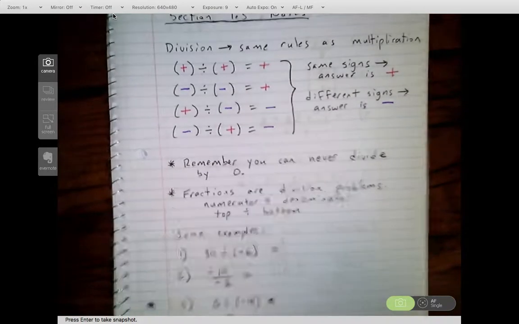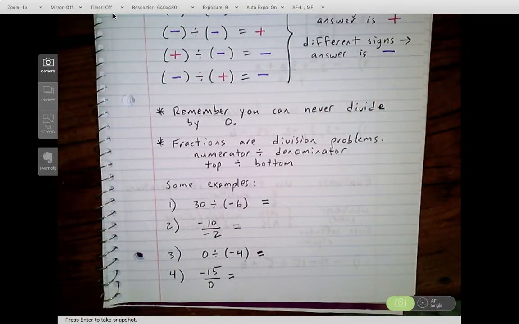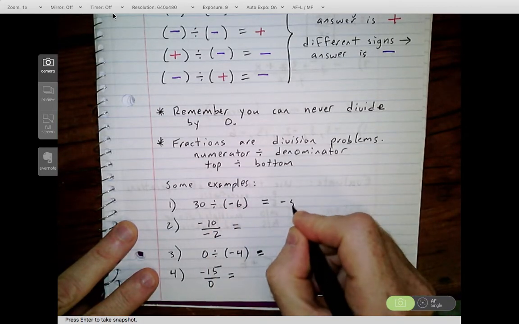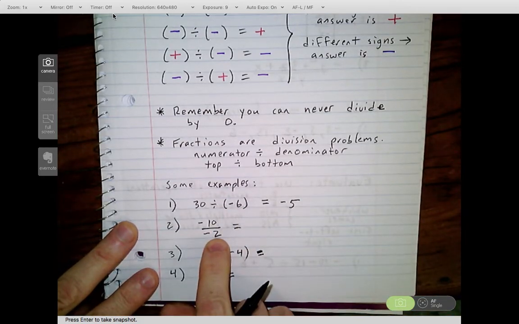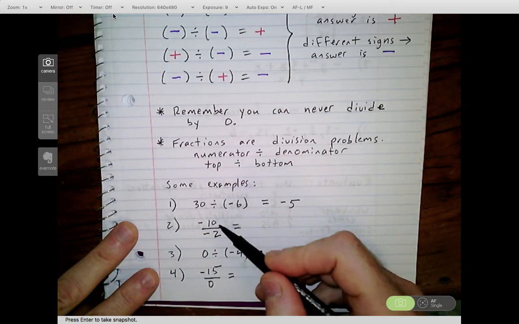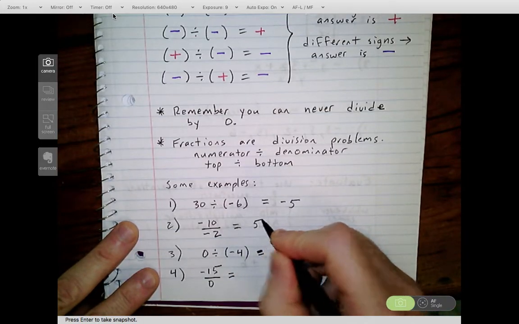Okay, so let's look at a few quick examples here. So 30 divided by negative 6. Positive divided by a negative is a negative, so that is negative 5. Again, a fraction is a division problem, so this is negative 10 divided by negative 2. Negative divided by negative is positive 5.